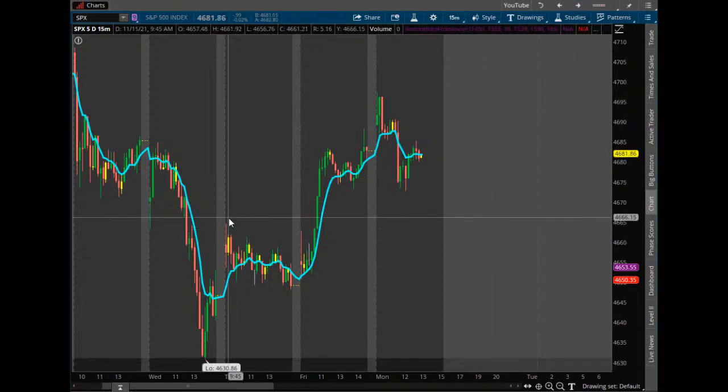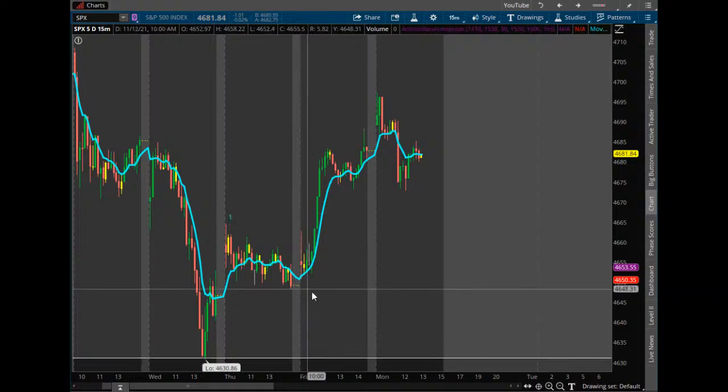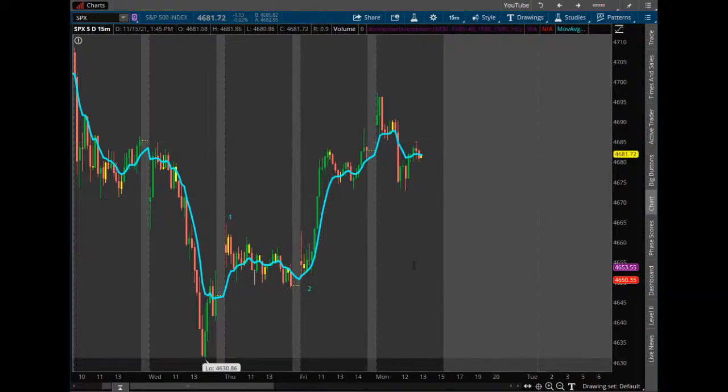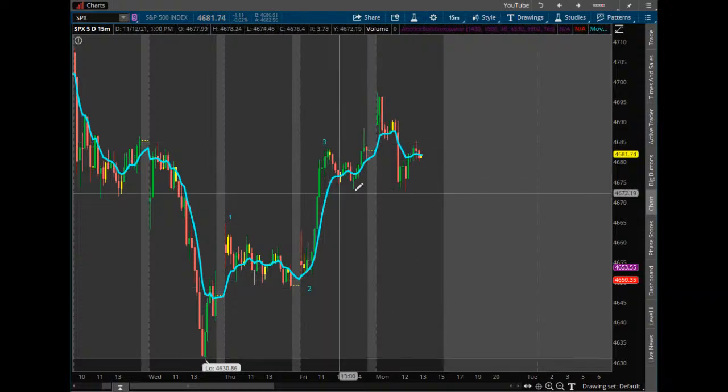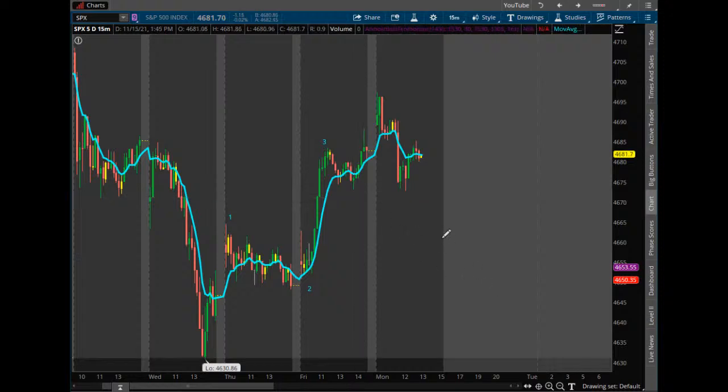So we have this wave 1, right? We have this wave 2. 3, not the shortest wave, right? ABC wave 4 and 5, right? So we may actually be done right here.